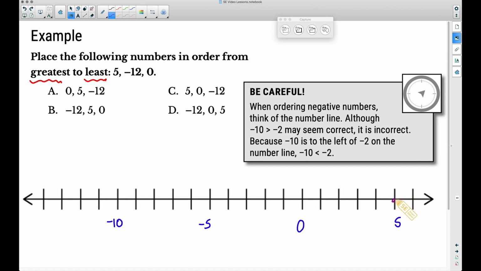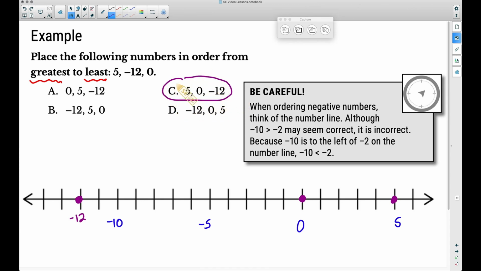So now let's come in here and plot these numbers. Plotting a 5, that's right here. Plotting a -12. So remember, we have 0, -5, -10, -11. Here's -12. I'm just going to come in here and label that too. You don't have to do that. And then our last number is 0. Now to answer our question, from greatest to least, biggest to smallest, the farther a number lies to the right, the bigger it is. So 5 is the greatest number out of these 3 numbers that we've plotted, followed by 0 and then -12. And this matches choice C perfectly.